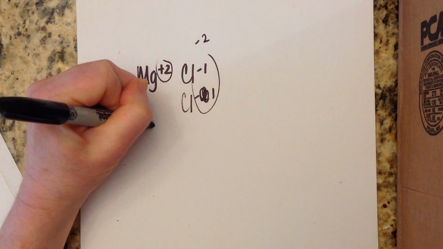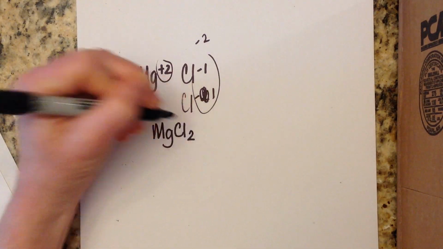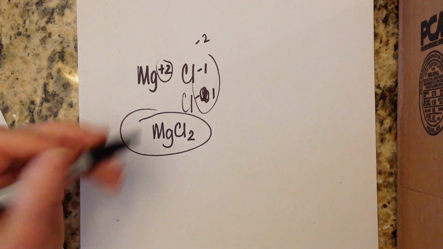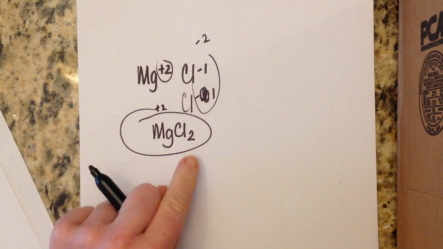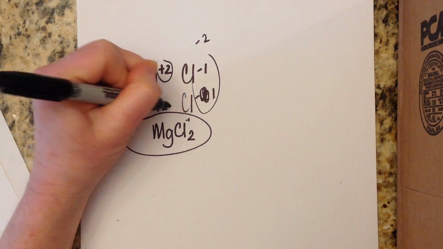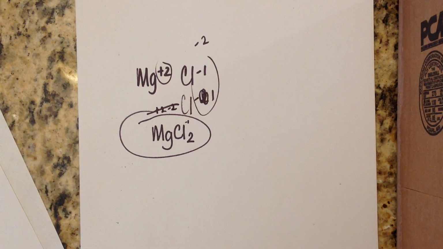So maybe I should put 1 magnesium with 2 chlorines, and now I have a neutral compound molecule, however you want to refer to that. And that makes sense, because if magnesium has a +2, that's a total of +2. If you have 2 chlorines and they each have a -1, 2 times the -1 is a -2, those cancel, so we are neutral. That is what's going on in the background.